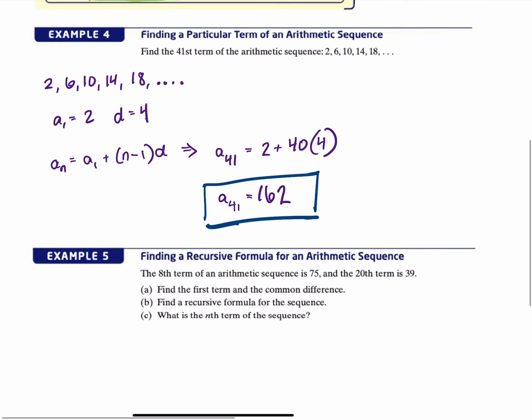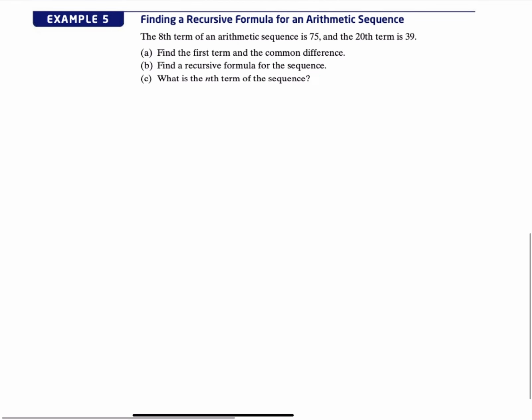In example 5, we have a similar question but with different starting information. This time they tell us the 8th term is equal to 75 and the 20th term is equal to 39. So we know two different terms, they're not next to each other, so we can't tell the common difference. But let's see how we can find out, one, what the first term and the common difference are, and then what a recursive formula and the nth term of the sequence would be. So we're given that a sub 8 is 75 and a sub 20 is 39.